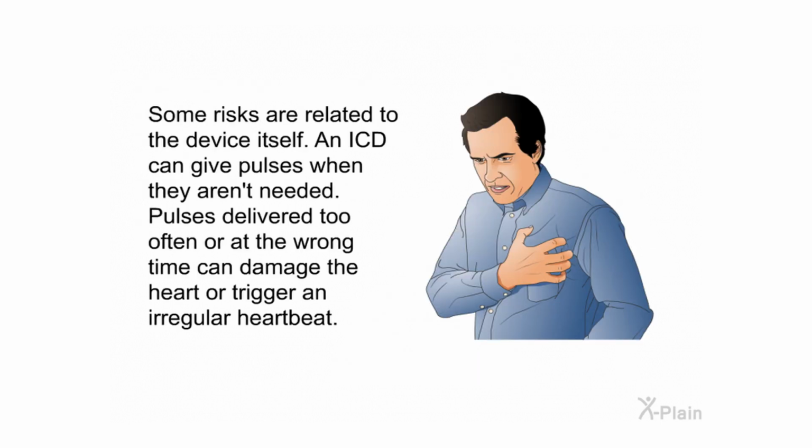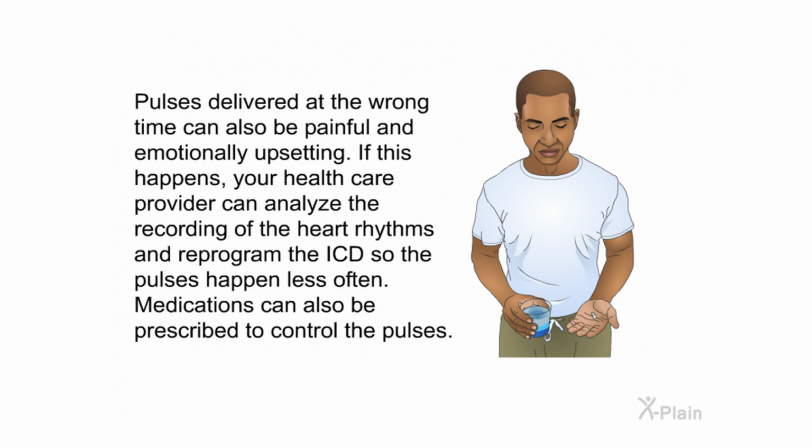Some risks are related to the device itself. An ICD can give pulses when they aren't needed. Pulses delivered too often or at the wrong time can damage the heart or trigger an irregular heartbeat. Pulses delivered at the wrong time can also be painful and emotionally upsetting. If this happens, your healthcare provider can analyze the recording of the heart rhythms and reprogram the ICD so the pulses happen less often. Medications can also be prescribed to control the pulses.